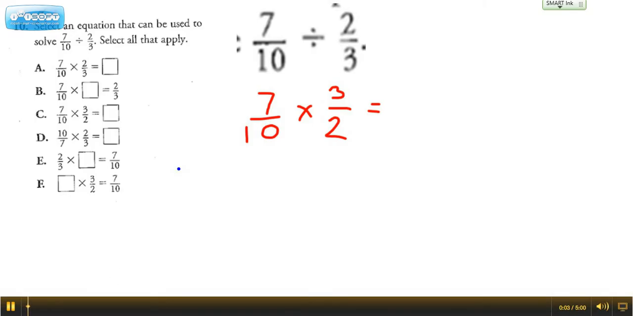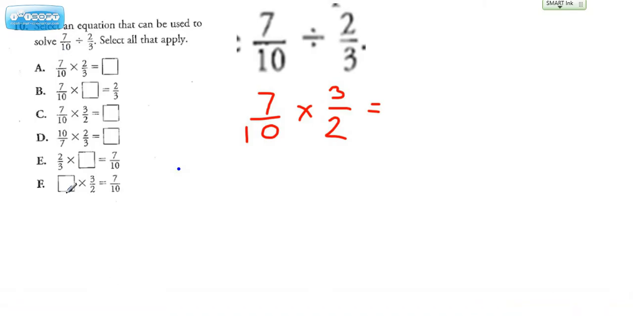We're looking at question number 10, which looks a little intimidating, a little confusing, so let's just break it down and try to figure this out together, shall we? It says, select an equation that can be used to solve 7/10 divided by 2/3. Select all that apply, which means we're probably going to be checking off more than one box.